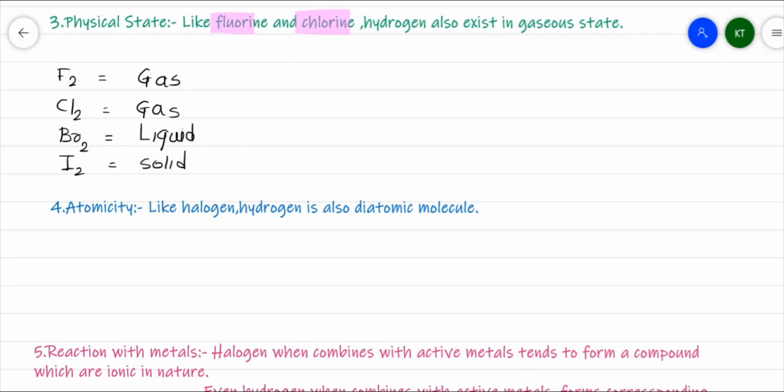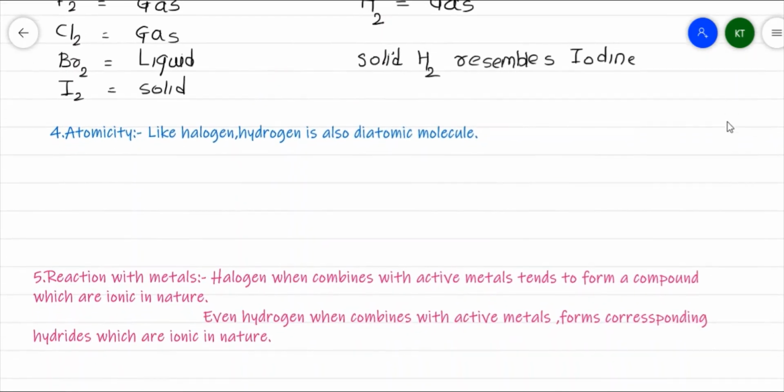Now hydrogen shows resemblance with fluorine and chlorine in terms of being a gas. So hydrogen is also a gas, but solid hydrogen resembles iodine. So this is in terms of their physical state.